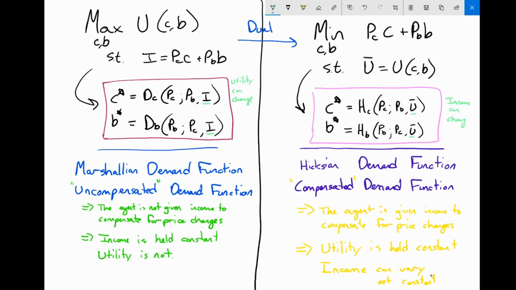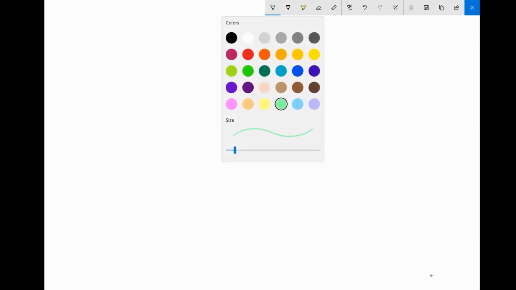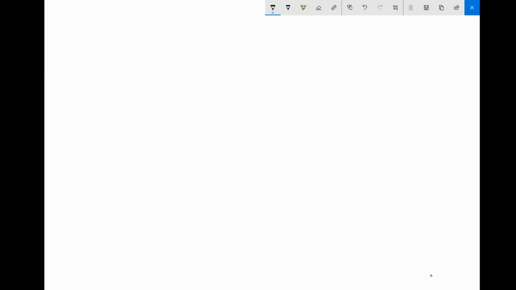Okay, so we have two different kinds of demand functions. We have the uncompensated demand function, and we have the compensated demand function. These two different functions are going to be important for us in terms of understanding the relationship between a price change and demand. All right, so here are the two different demand functions. Now I'm going to delete this and we're going to go into some more detail.